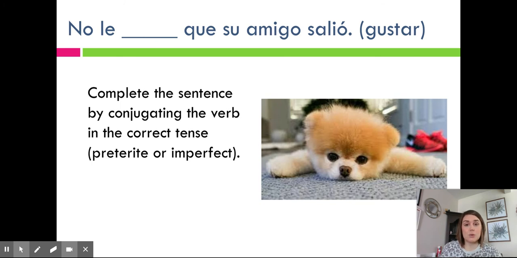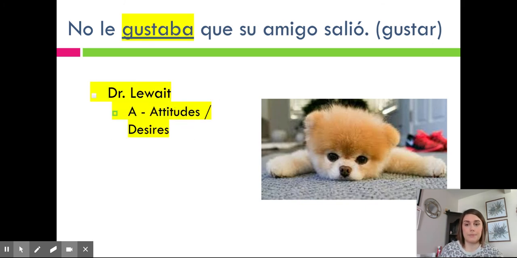No le blank que su amigo salió. So complete this sentence now. Think, what is it trying to say? And then do I use the preterite or the imperfect? Muy bien. It should be in the imperfect because it's the A of Dr. LeWade. Attitudes and desires. No le gustaba. He didn't like that his friend left. And then we also talked about in this chapter that anytime we think those mental process thinking words in Spanish in the past, like to think, to believe, to want, to like, to love, we always use the imperfect because they typically involve a duration of time.